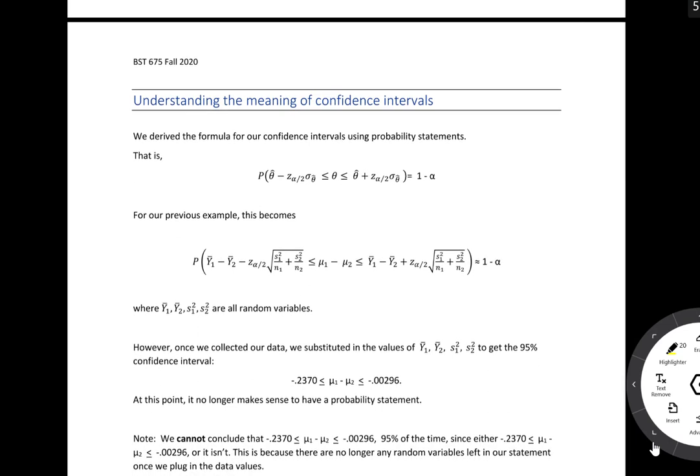All right, so let's just talk a little bit about the meaning of confidence intervals. And this is, again, going to go back to that idea that the interval is the random piece, not the parameter. So we derived this formula earlier on, and so really we want to look at this as two different pieces. We have the middle portion in the probability statement, and we have the two endpoints. Each of these pieces is random, and the parameter in the middle is fixed.